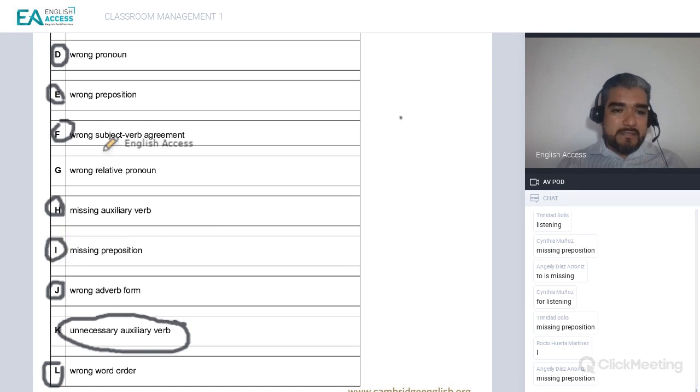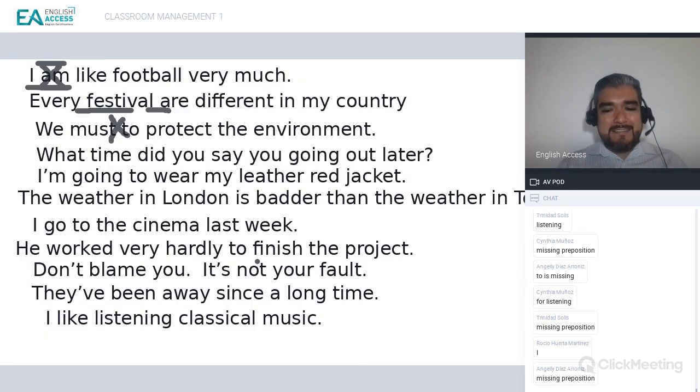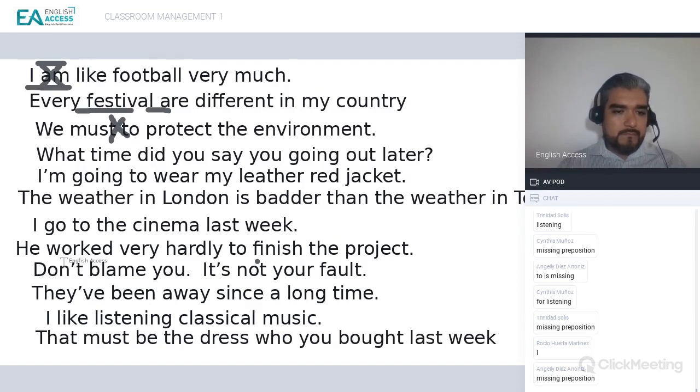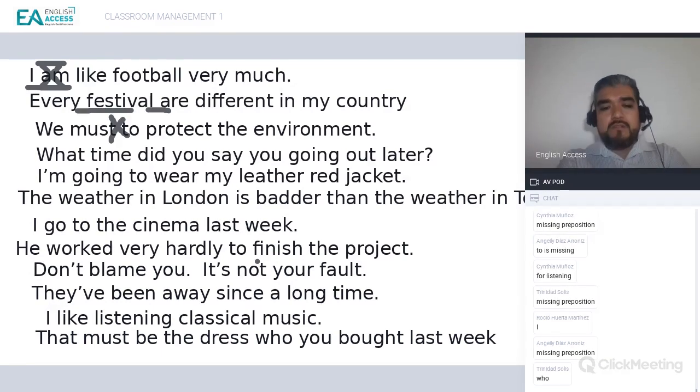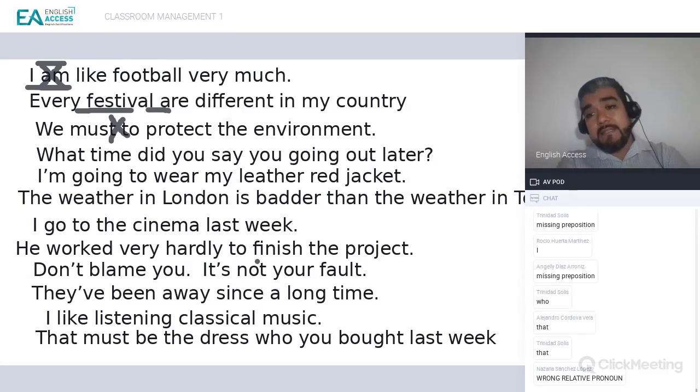And of course, the last one is wrong relative pronoun. The last one is that. The example is this. Okay, this is the wrong relative pronoun. The wrong relative pronoun is who. It should be, that must be the dress which or that you bought last week. Wrong relative pronoun. Thank you, Nazaria.